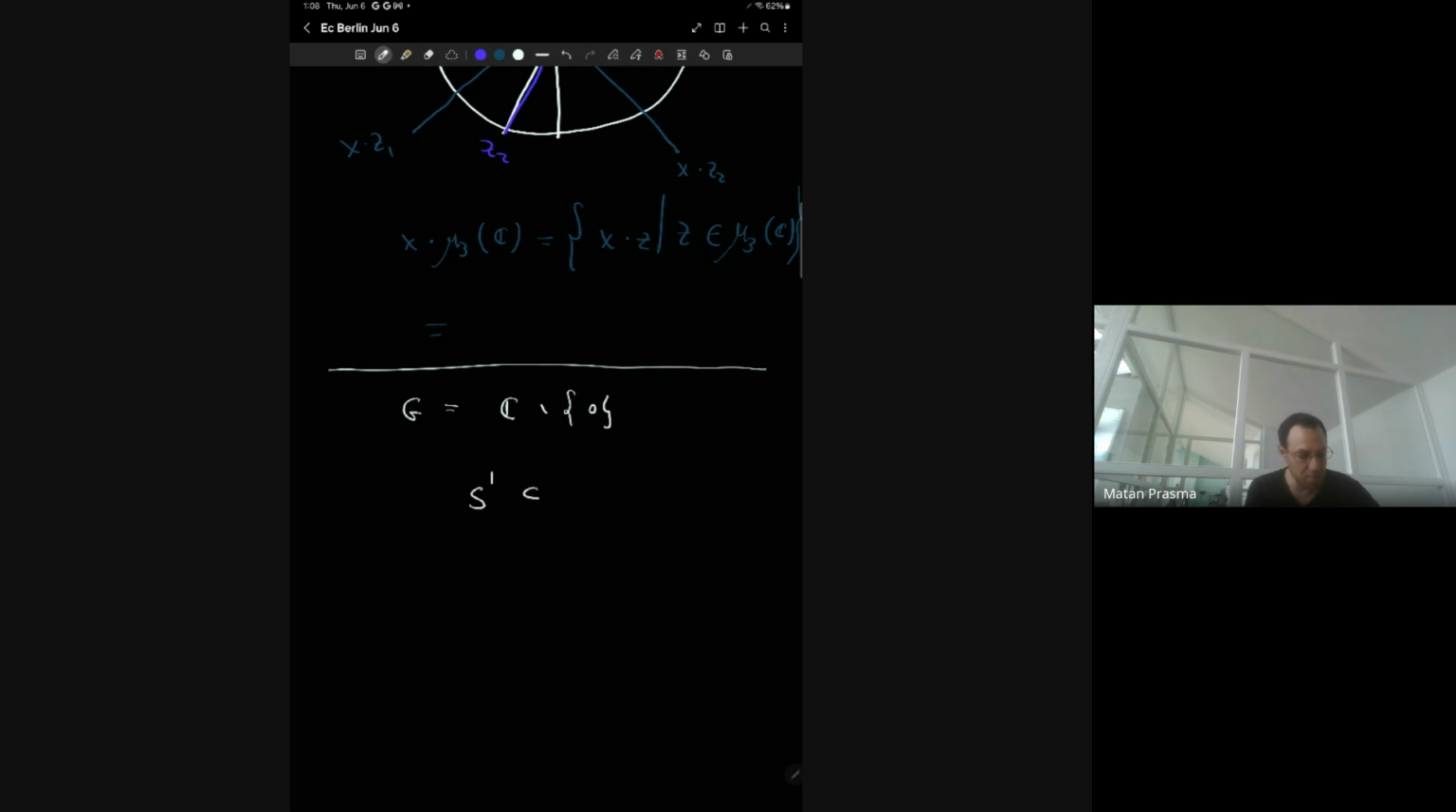And now S1 is a subgroup of G with respect to multiplication. Now I take an element X, so this is H. I take an element X in C minus the origin. And I look at the coset XH. XH is like S1.